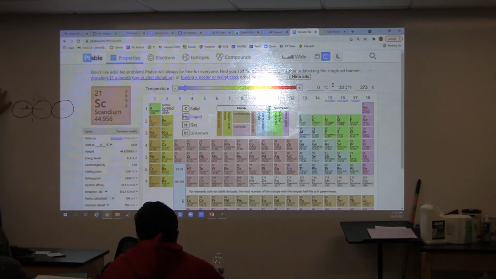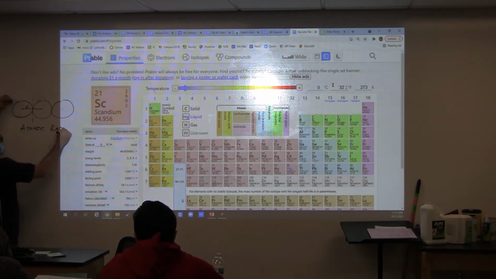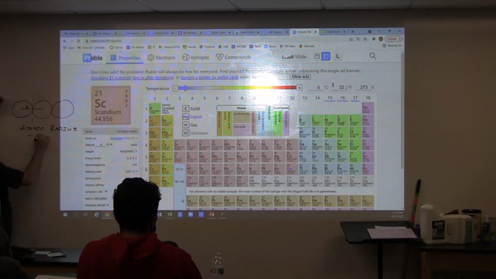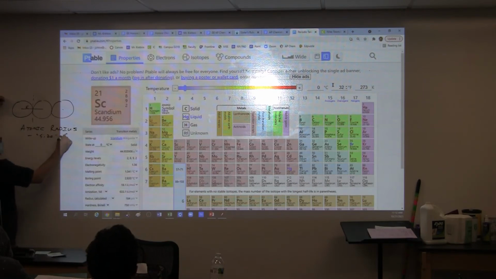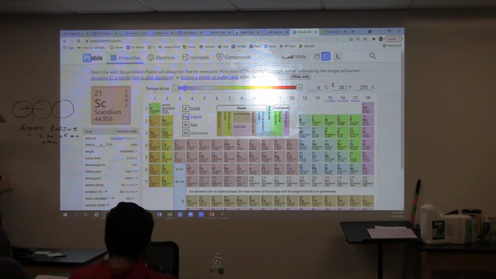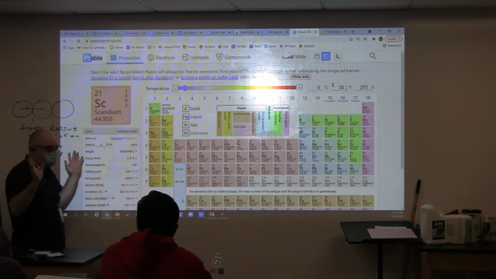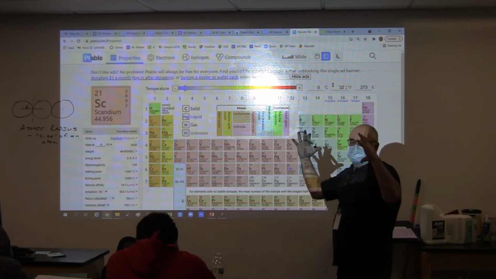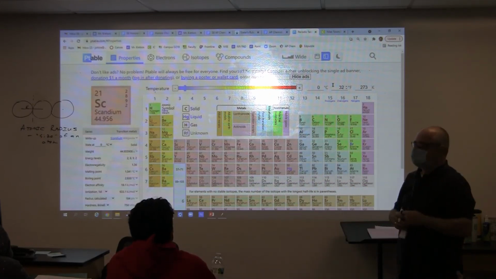Kind of crazy when you think about measuring something so small. But atomic radius is one of the trends you have to understand. And it just measures the size of an atom. And there's different methods of doing this. There's this technique. There's other theoretical ways to do it. Long story short, atomic radius is the size of the atom, if you think of it like a sphere.